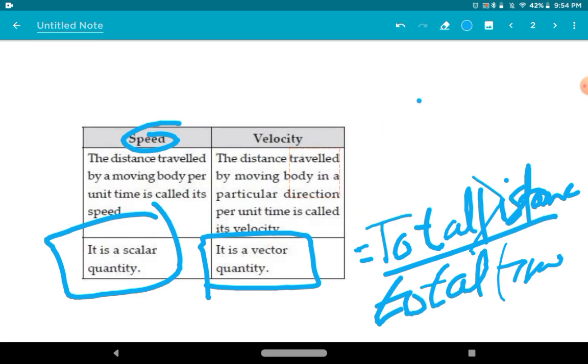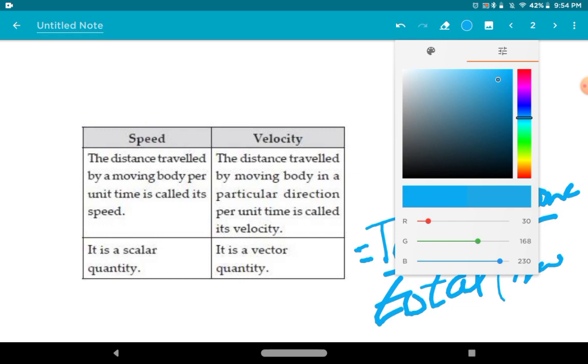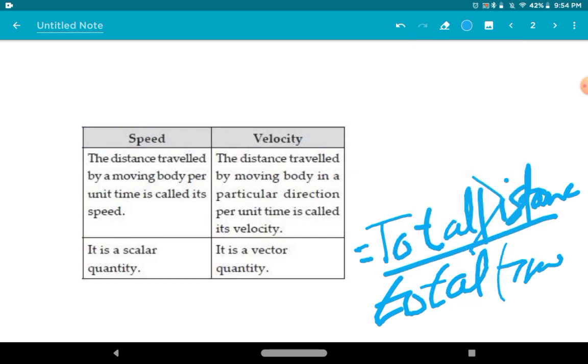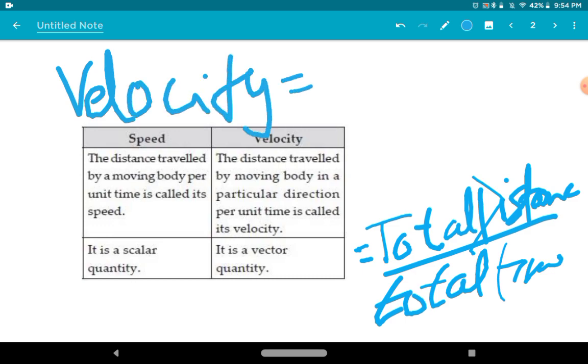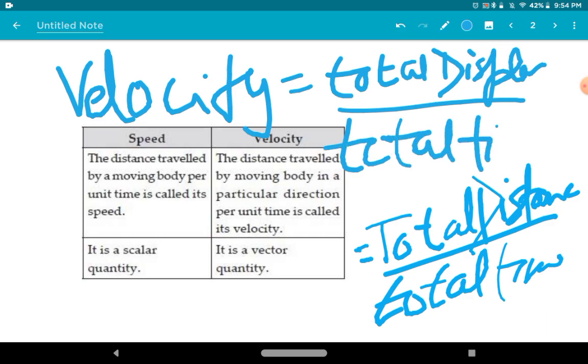And for finding velocity, it is total displacement upon total time. So this is the formula, and now let's move ahead.